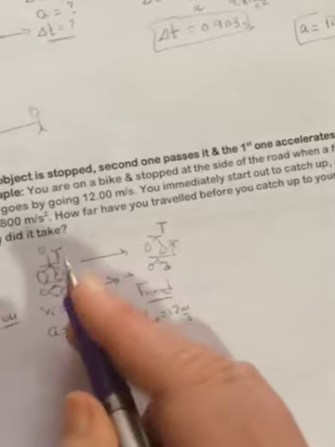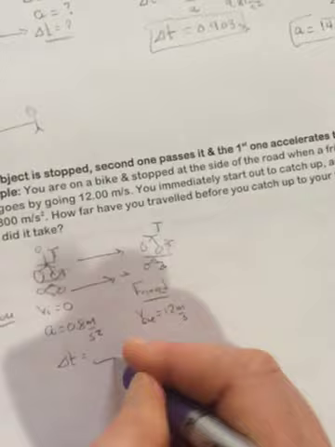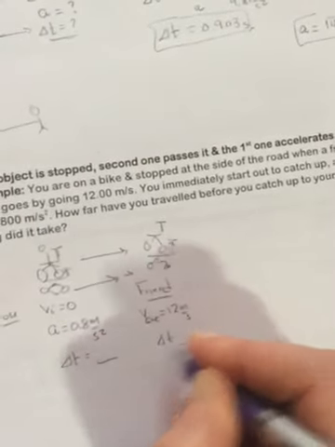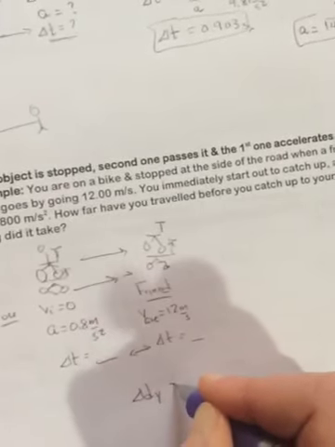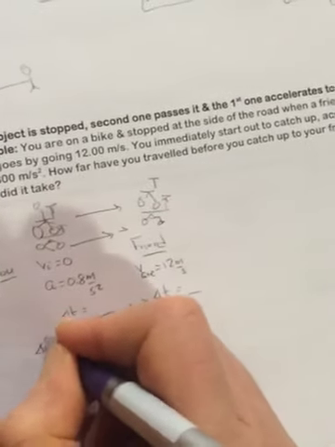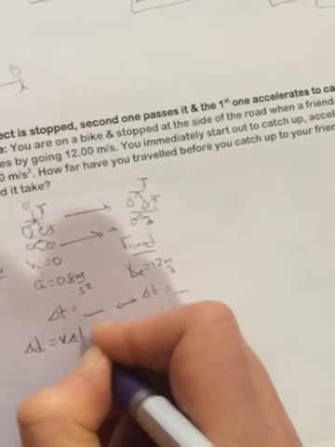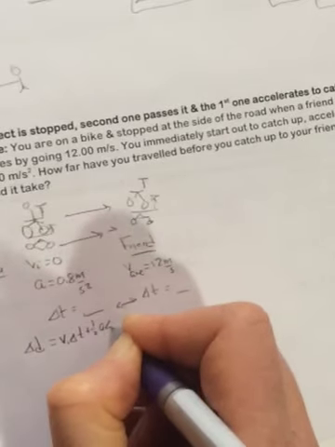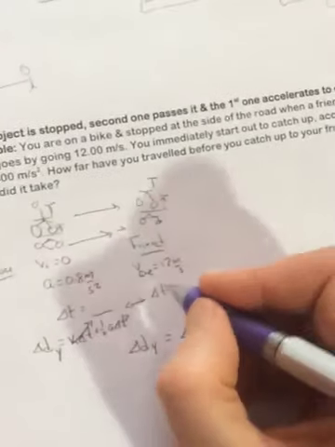Okay, so what do we know? What does that mean? It means that however long it took you to get here, that's how long it took your friend to get here. It means whatever the delta t's are, they're the same. And it means that whatever the delta d's are, they're the same. Okay, so what would be the delta d for you? You have a vi, a, and t, it would be vi delta t plus 1/2 a delta t squared. This is for you, but your vi is 0, so that goes to 0.